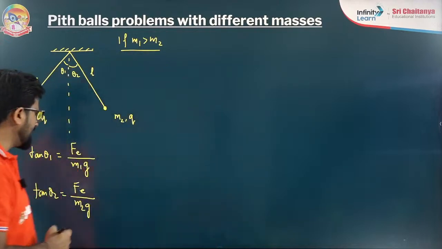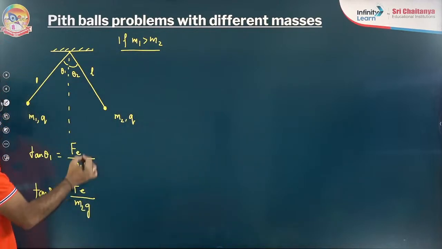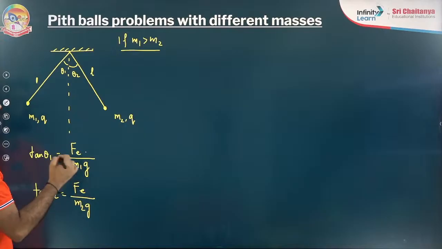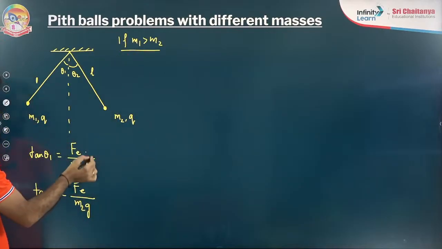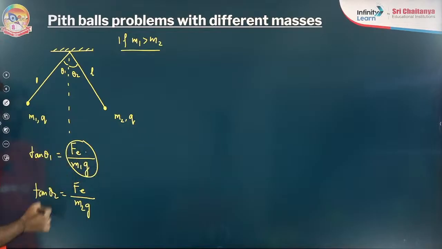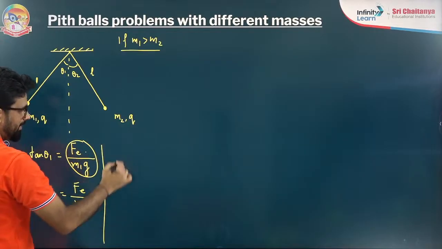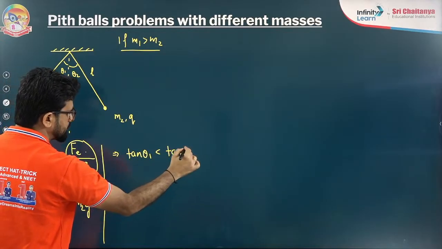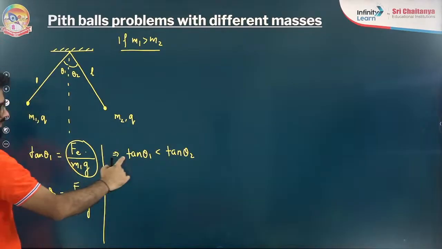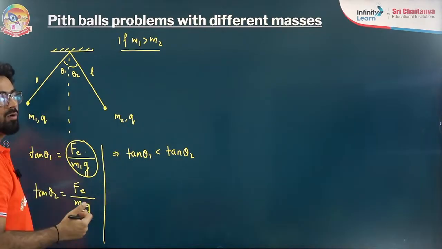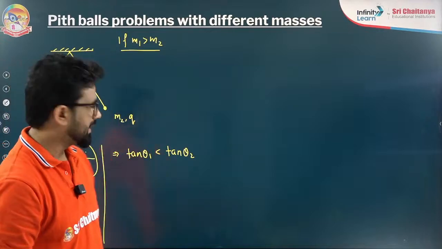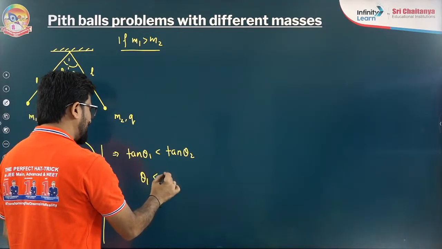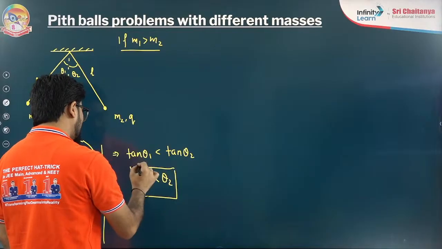Now you can say, because F is the same, F depends only on M1 and M2. Which is greater? M1 is greater. M1 is greater, that means this part would be small. This part is small, that means tan theta would be small. That means you can say tan theta 1 is less than tan theta 2. If tan theta 1 is less than tan theta 2, we already know that as theta increases, tan theta increases. That means tan theta is smaller, so theta is smaller. That means theta 1 is smaller than theta 2. This is a very simple answer.